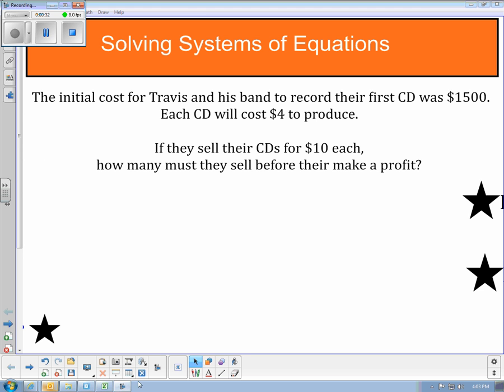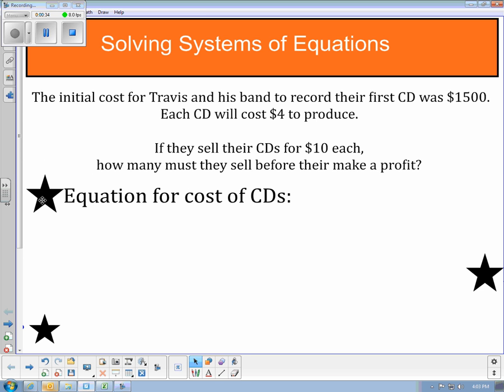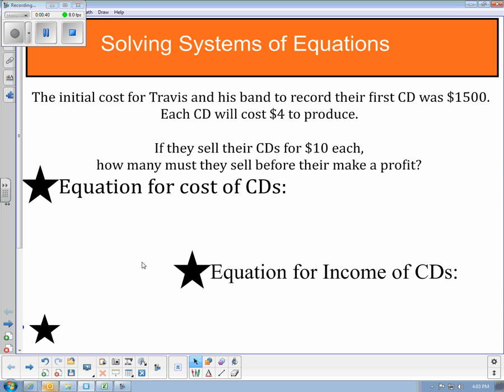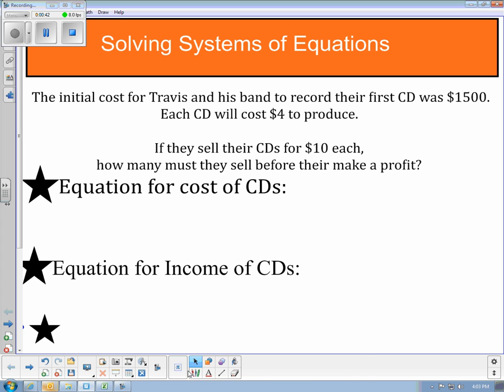Okay, so it's a common question. You're looking at how to make a profit. We have two equations that we need to write. One of the equations is the equation for the cost of the CDs. So we want to think about what Travis and his band are spending money on for making his CDs. Well, if I say that X is the number of CDs, because it's always good to create your variable, and then Y is the dollar amount.